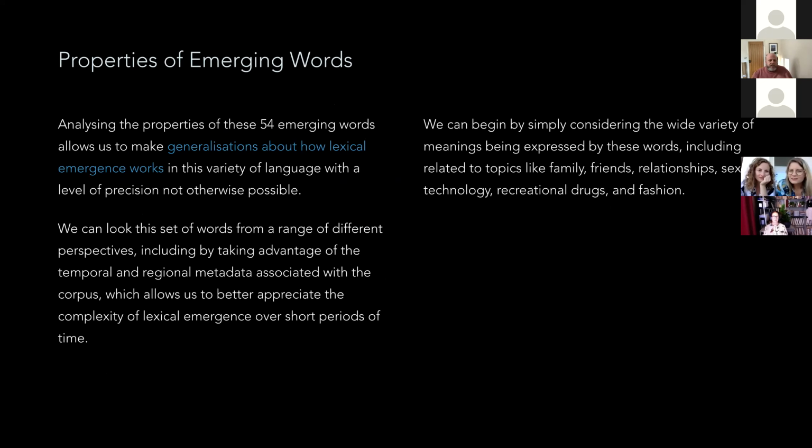Okay. And the idea here now is that we have these 54 emerging words. This now allows us to make generalizations about how lexical emergence works in this variety of language, with a level of precision that we couldn't have otherwise. It's not like we just hand-picked a word that we noticed. It's not like we just have a couple of words here. This is all the words in this huge corpus that match these criteria that we've set, that we say are both simple and meaningful and principled. And I don't think anyone's ever really done this on any variety of language until now. So this gives us a real new way of understanding lexical innovation.